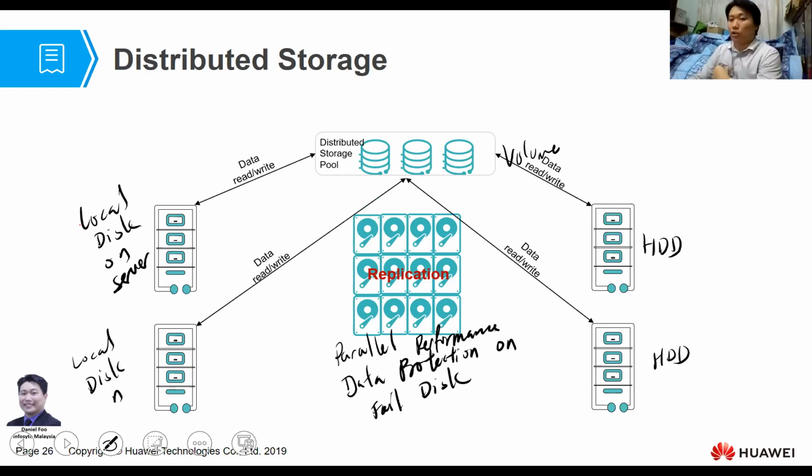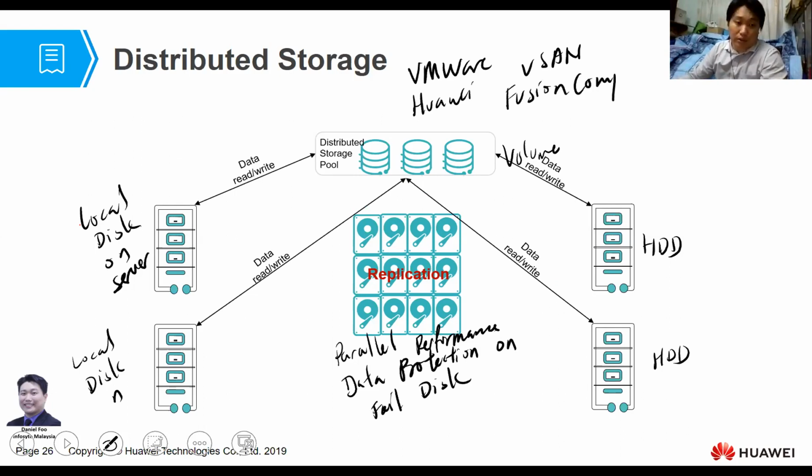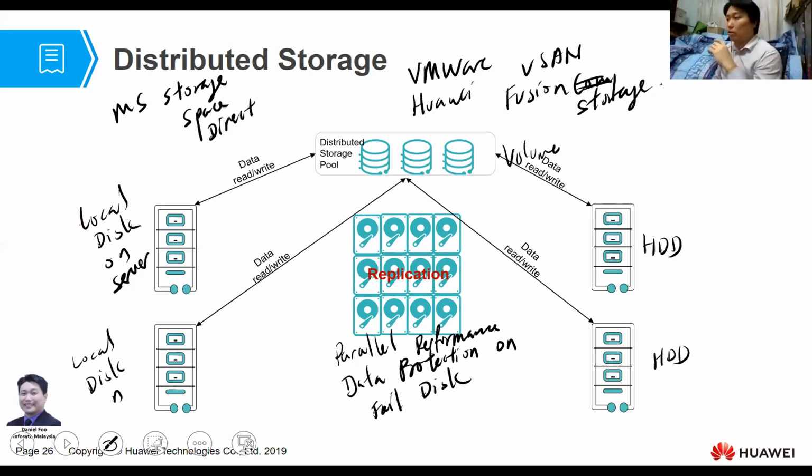So this technology is actually used by VMware, Huawei, not FusionCompute, it is called FusionStorage, sorry about that. Another one will be Microsoft Storage Spaces Direct. These are the few common ones, and you will also see a storage called Ceph. This is an open source solution that you will also see in a later slide.